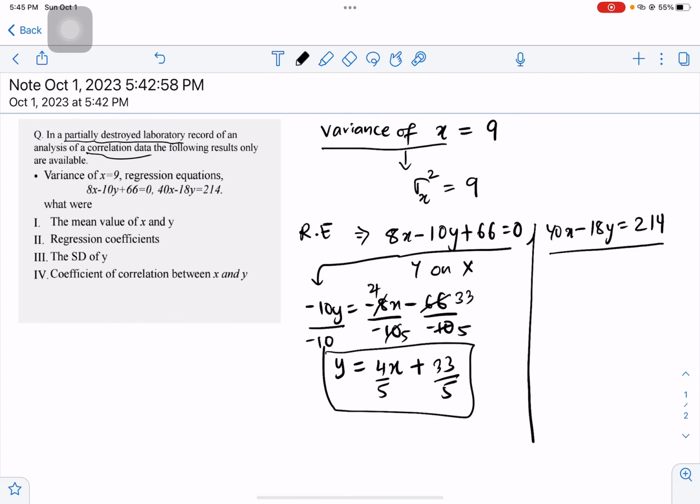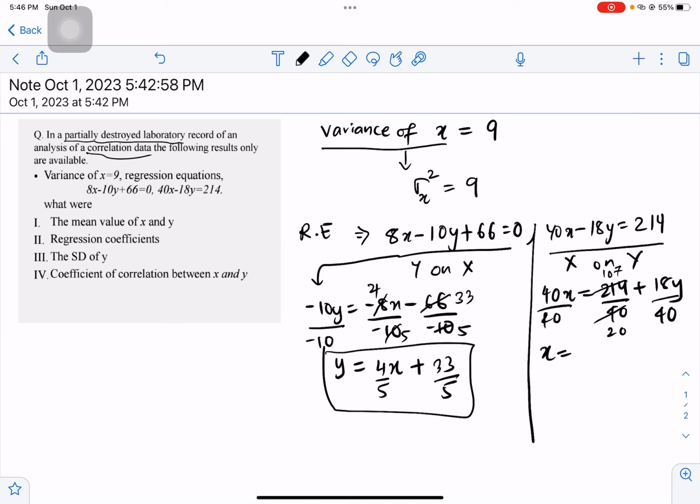Then from the second equation I should take x on y, meaning x should be the subject. So 40x, everything else to the other side, then divided by the coefficient, that's 40. Then I'll have x equals, since both have the factor 2, 220, 2 times 7 is 14, 220, 9 times 2 is 18, so 107 over 20 plus 9 over 20 y. So this is your regression line of x on y. Now these are the only information given, right?